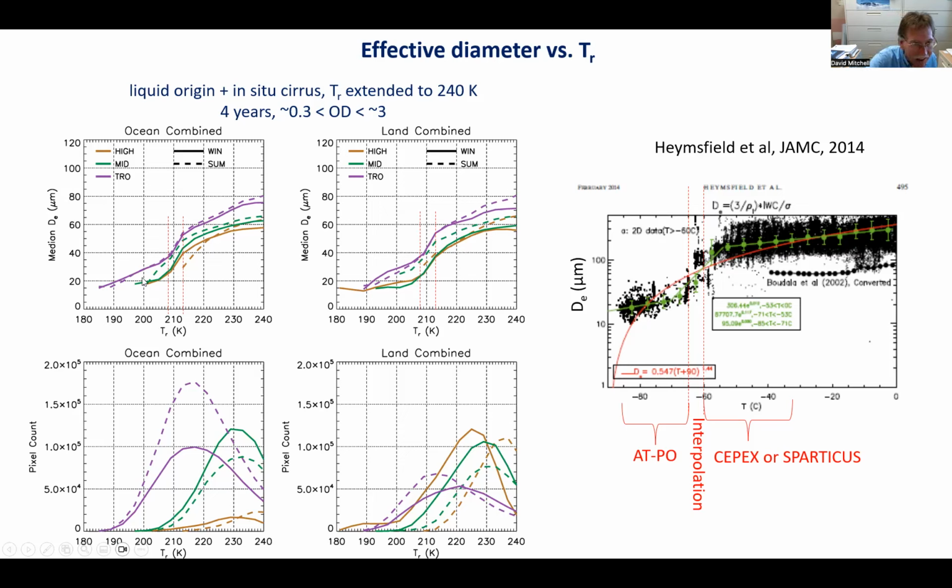And you can see it in our data too. So we retrieve a median effective diameter versus temperature on the left sides here for oceans and over land. And the dashed red vertical lines are showing where this discontinuity, or not discontinuity, but interpolation occurs. That's our temperature interpolation there.